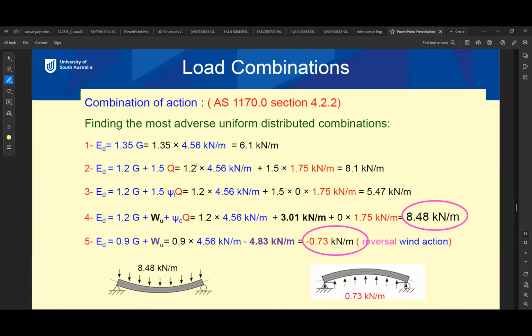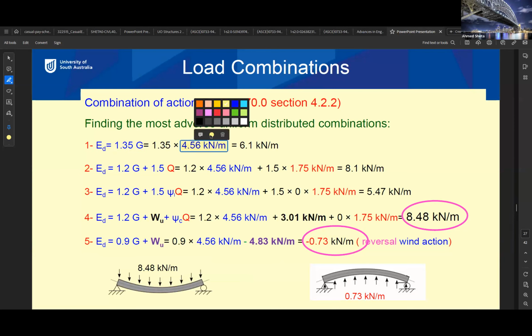Yep. So what we need to do is just from the previous steps, we have 1.35 G. So we get the dead load from the previous calculation and put it here. Okay. What is the next combination? It is 1.25 G plus 1.5 Q. So again, 1.25 times the dead load plus 1.5 times the live load.